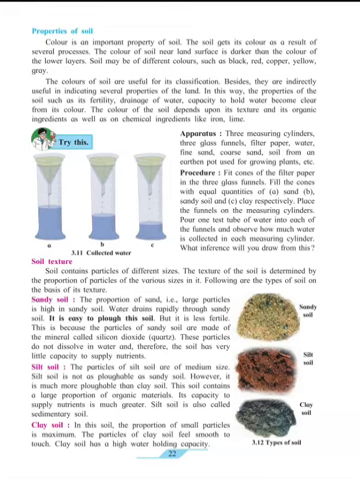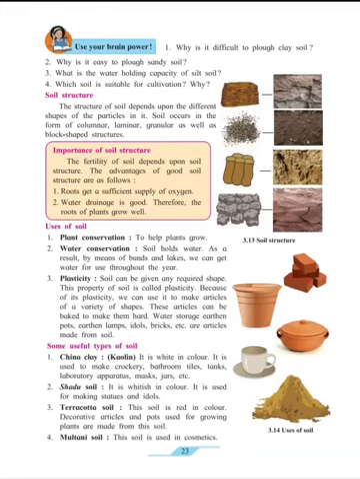Let's turn to the next page. Page number 23. Here we come to know about soil structure. You can see the 4 different figures. The soil structure is in different ways: columnar, laminar, granular, and block-shaped structure. All these structures are different from each other. It depends upon the different shapes of the particles in it. The fertility of soil depends upon soil structure.